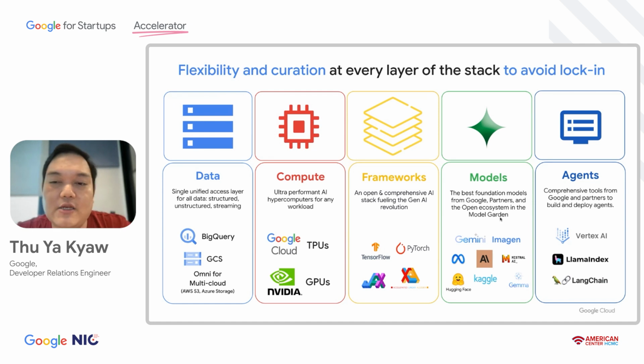So you're not actually locked in to just using Gemini per se, right? If you want to try a different type of model, of course you can go and try it. Even if you're building an agent, things like LangChain or LlamaIndex can integrate well on the Google Cloud platform as well. We have things like Reasoning Engine for you to host that agent code as well.